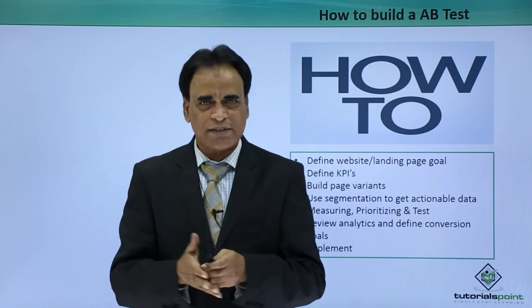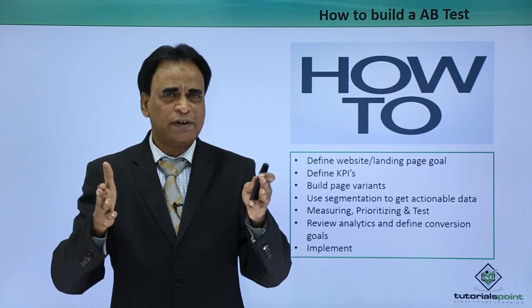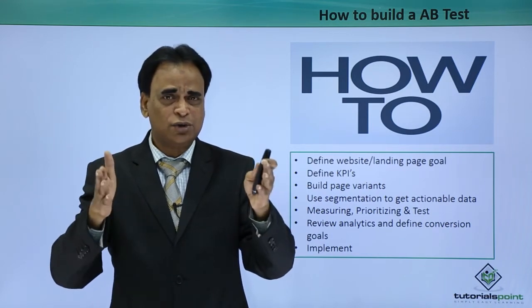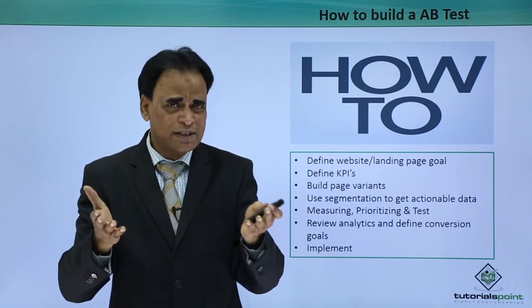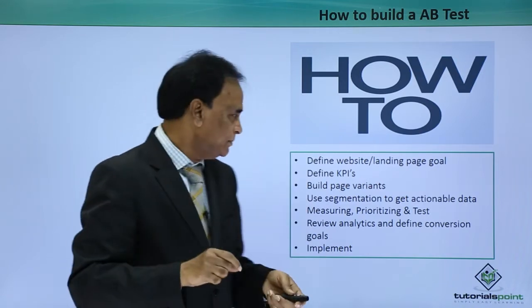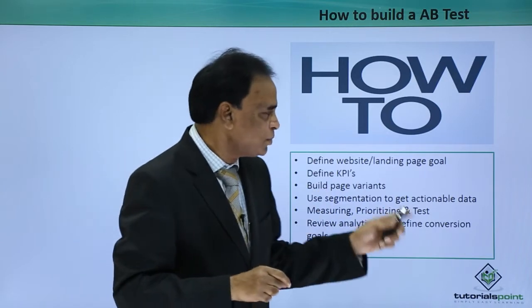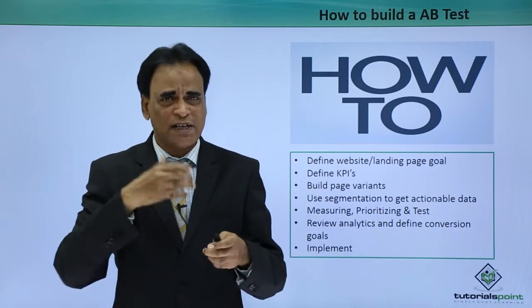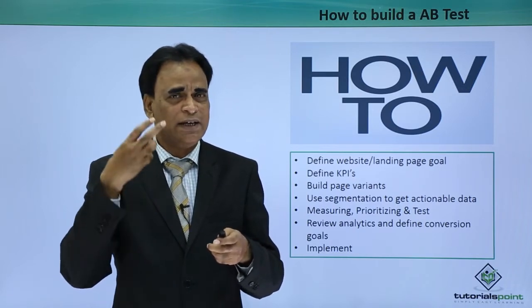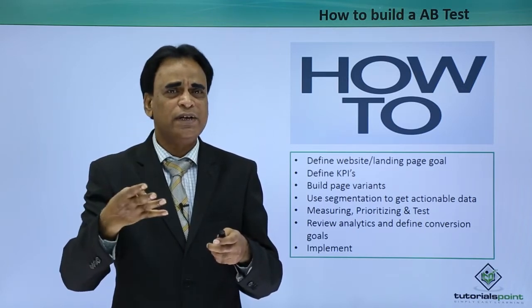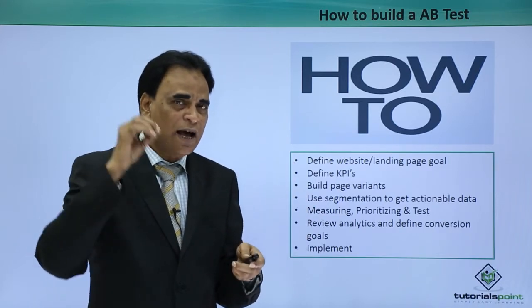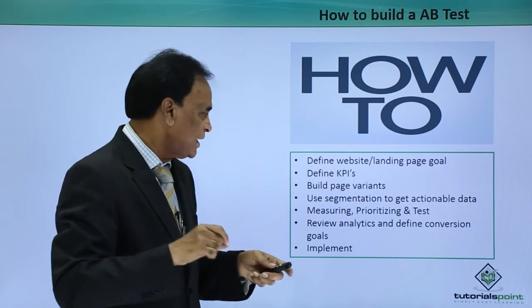Build page variants. Build two different page variants. It could be a website page or it could be a landing page, and these two pages could have slight changes or be two different pages, but the objective of both the pages must be the same. Use segmentation to get actionable data. The segmentation in terms of demographics, geographies, age group, and customers of various geographies. Segment the data so that you can get actionable data that can be analyzed.